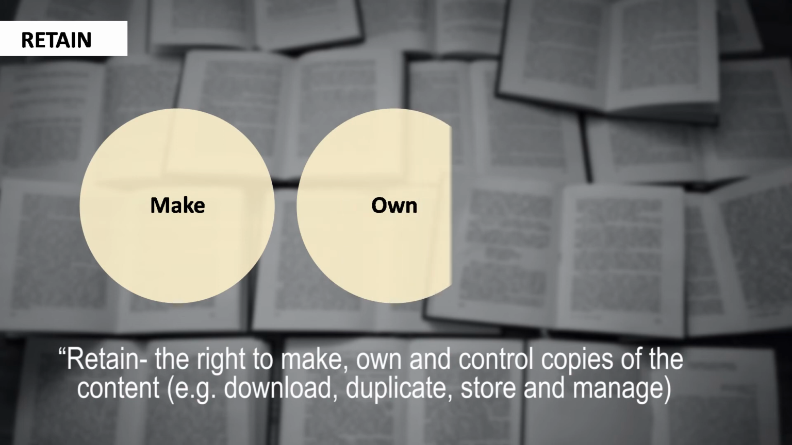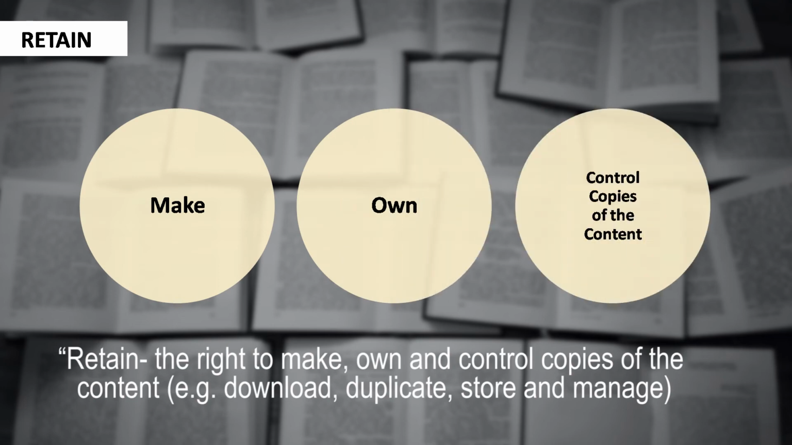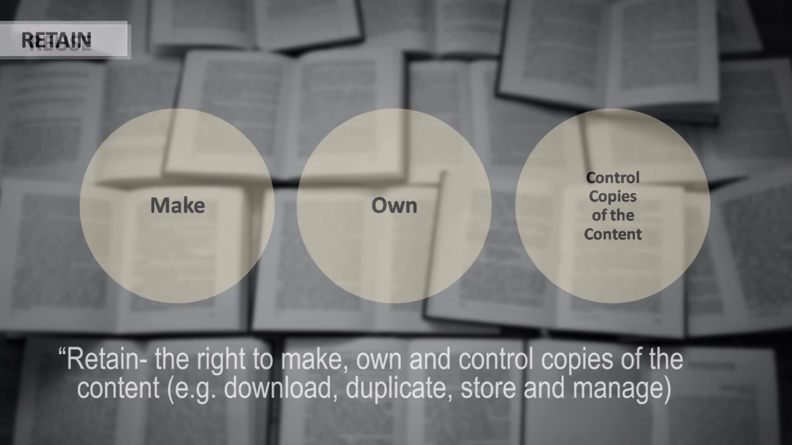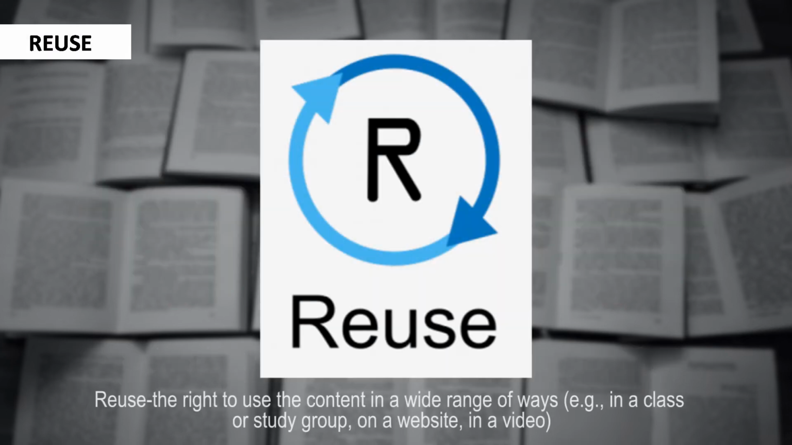Let us see that. The first one is retain, which says the right to make, own and control copies of the content. He can use my PowerPoint as it is. He has to retain that. Or else reuse, the second permission, the right to use the content in a wide variety of ways. Say for example, my PowerPoint presentation may be some 10 to 15 slides. The individual who is using my PowerPoint presentation can make it maybe 20 or 25 slides, or he can bring it down. Some of the slides will be mine, and some new slides the other individual will be adding.